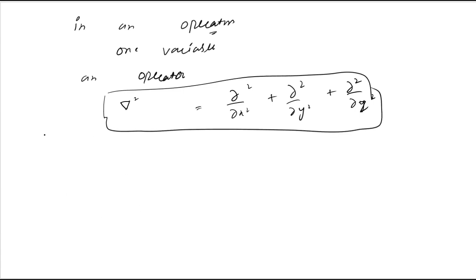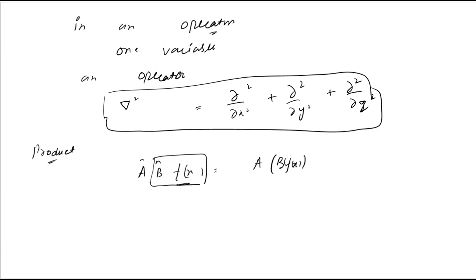Now let's move forward to the product of the operators, how we multiply two operators. If we have two operators A and B, and we have to find the product of the two operators, we take an arbitrary function f of x and write A B f of x. What does this mean? The product of two operators operating on a function means we first operate with the operator on the right, next to the function, and then we operate with A.